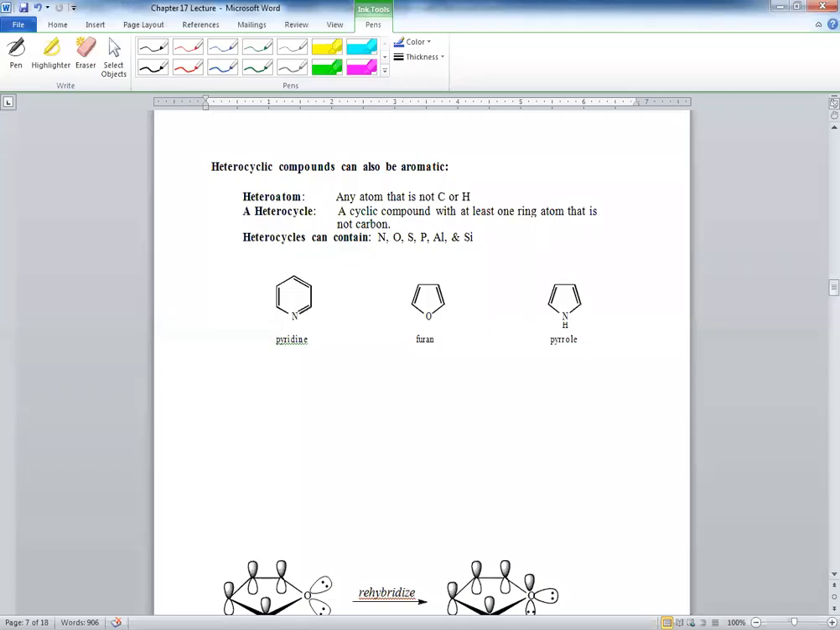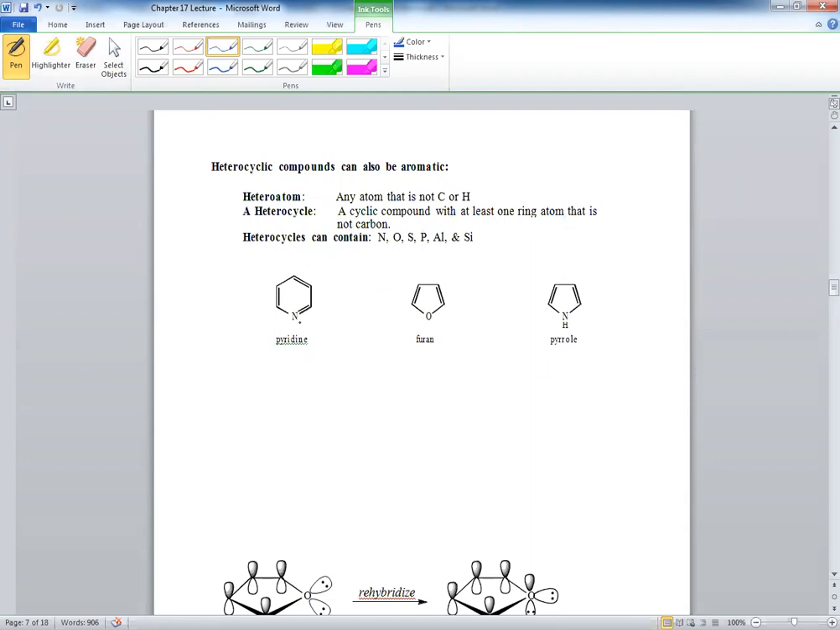So let's look at heterocyclic compounds. Can they be aromatic? Yes, they can. So some simple definitions. A heteroatom is any atom that is not carbon or hydrogen. You might recall that from organic 1. A heterocycle is a cyclic compound with at least one ring atom that is not carbon.